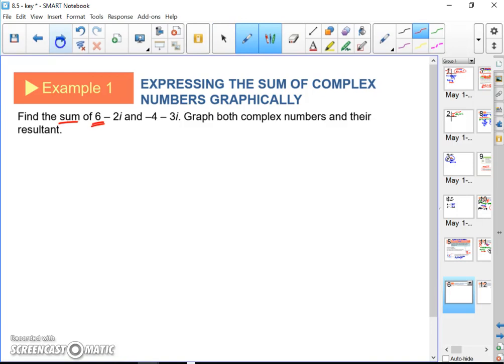We're going to add the x parts. 6 plus -4 is 2. Add the y parts. -2i minus 3i is -5i. So there's your sum of those two complex numbers, or your sum of those two vectors, your resultant. Now we need to graph both complex numbers and the result. So if you look, the numbers go up to 6. I'm going to need to draw an xy coordinate plane, but I only need to go up to 6.